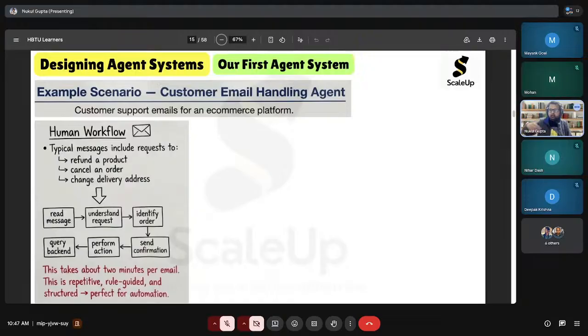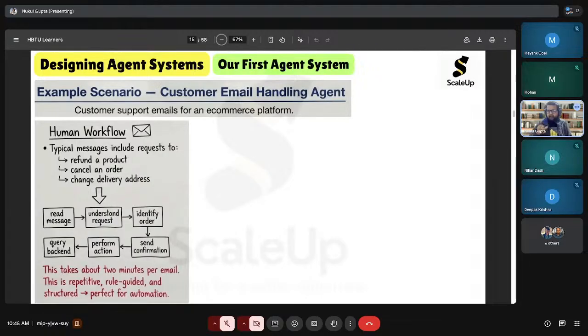Now this email, in the traditional way, a human agent was responsible to handle. So what they used to do is, they received the email, they read the message, they understood the request, and they identified the order based on some order ID or some details. Then, based on that, they would act on the request, whatever the customer wants. Then they would perform an action, query the backend, and send confirmation. All this humans used to do, to resolve the query or the customer resolution.